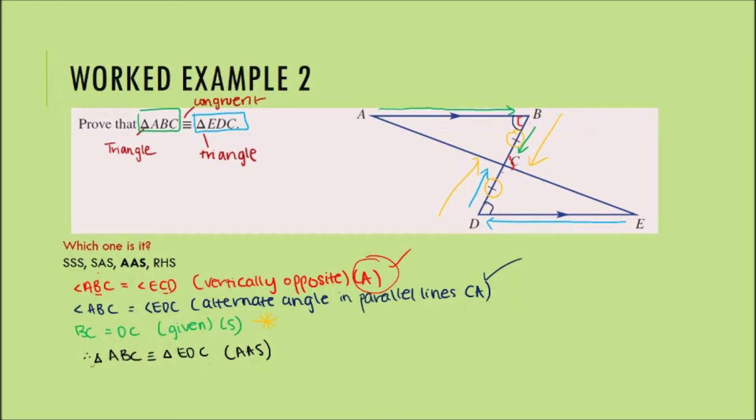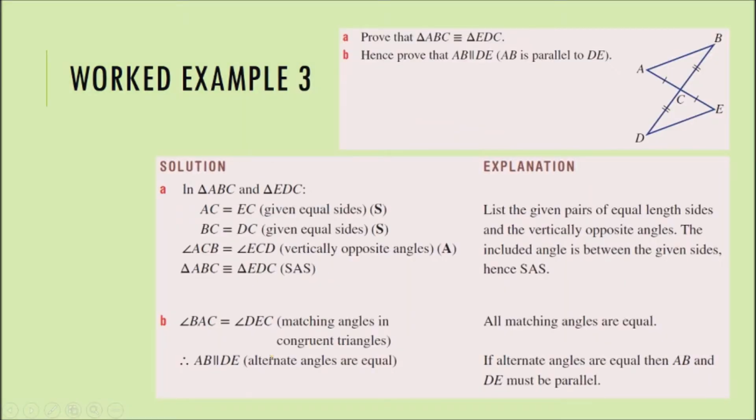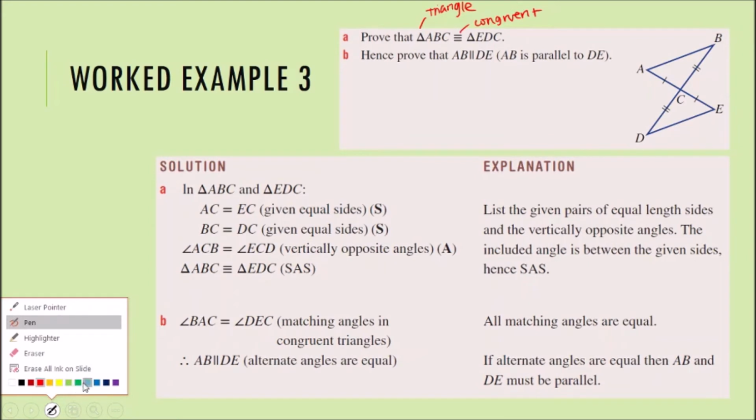And your last step is to just finally say your answer. So therefore, triangle ABC is congruent to triangle EDC. And we used AAS for angle, angle, side. All right. Now, this one has a part A and B. So let's have a look. Prove that triangle ABC is congruent to triangle EDC. So let's show the way that I've done that again.